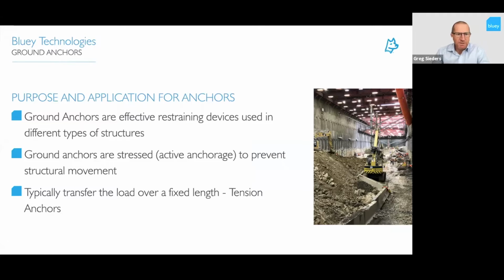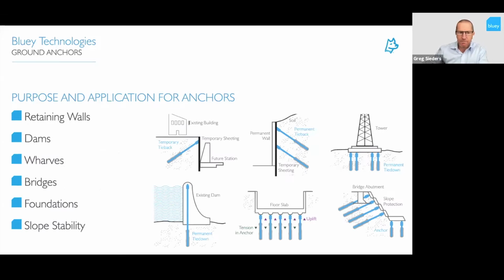So with ground anchors, what's the purpose of ground anchors and the applications for ground anchors? Ground anchors are an effective restraining device used in different types of structures. They're generally a stressed, active anchor to prevent the structural movement of the basement of the building or the element itself. They typically transfer the load over the fixed length, and these are known as tension anchors. I'll cover the transfer mechanism a bit later on.